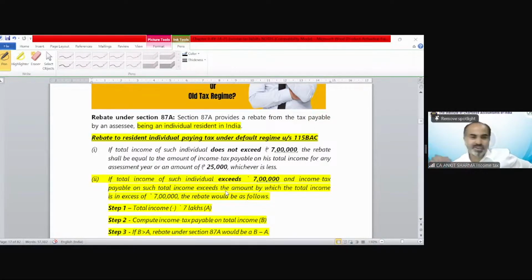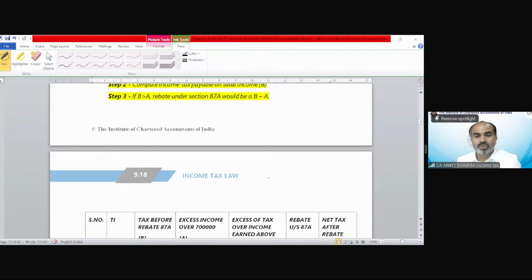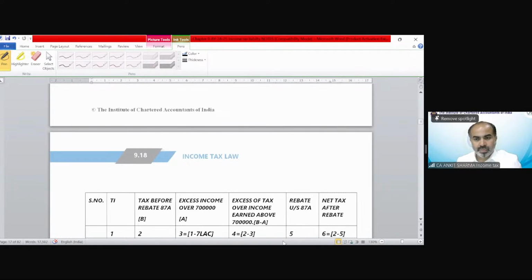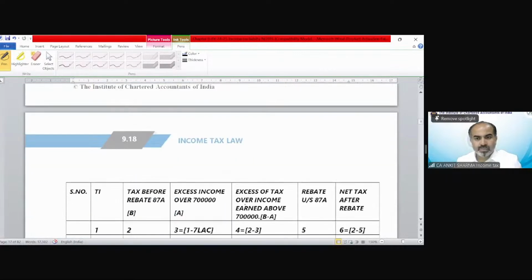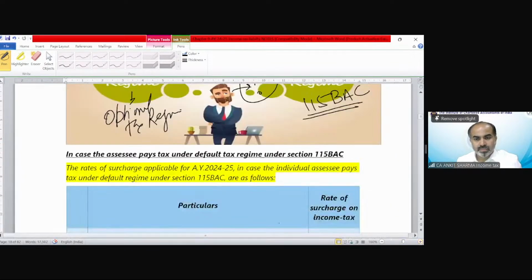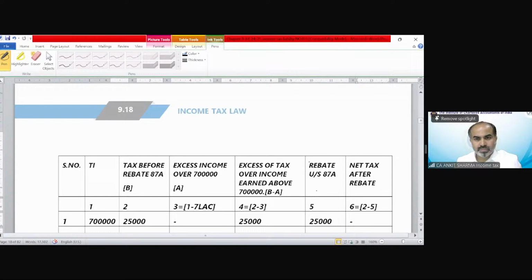So a similar provision like marginal relief. Step 1, you have to calculate total income minus 7 lakh rupees. You have to find out that difference. Then calculate tax on that income which has been given in the question. And if that tax exceeds the difference in step number 1, which is A, that difference would be your rebate under this section. How we will calculate it? We have several examples for that. I will show those examples one by one, so we are able to solve them. So we can see as per question number 1.